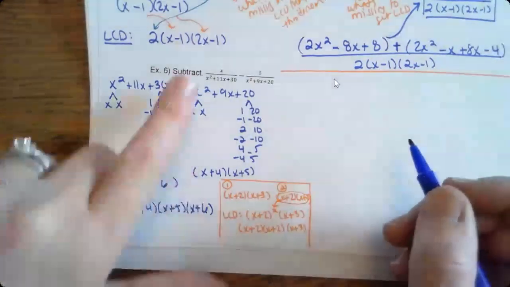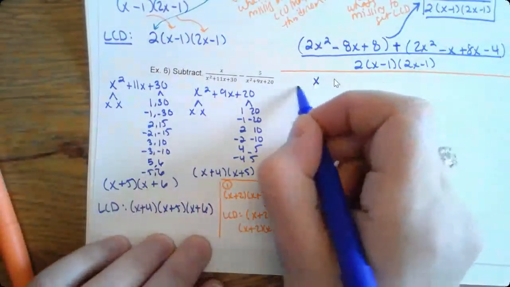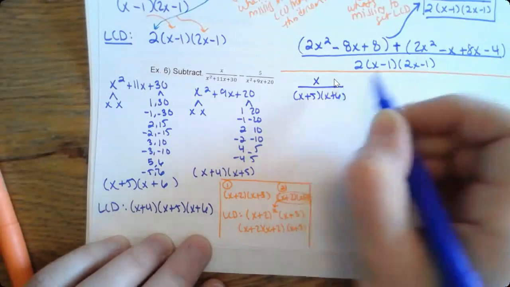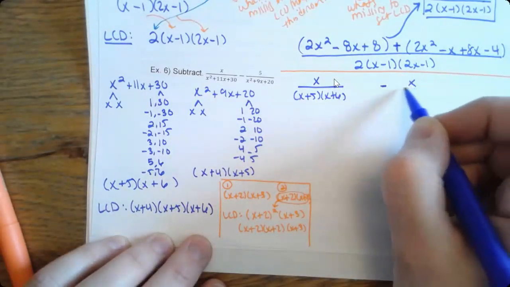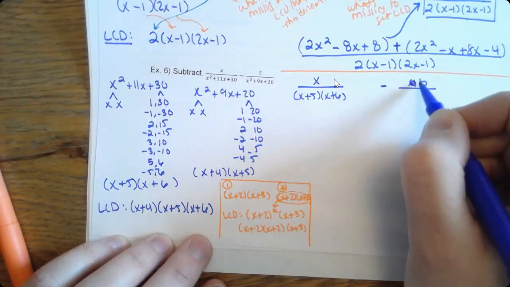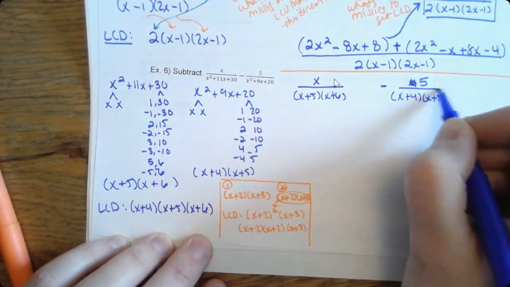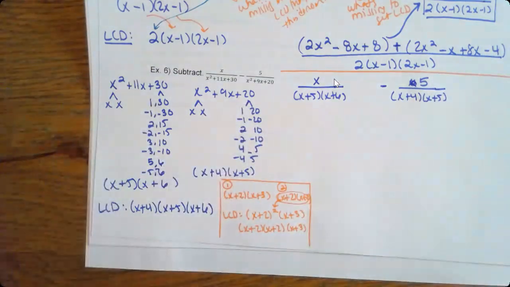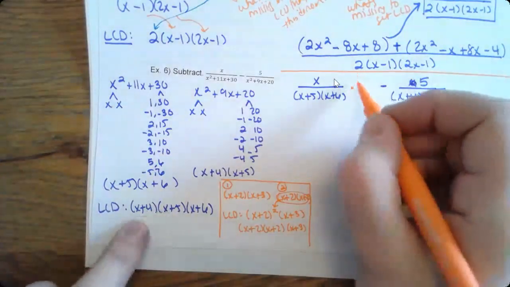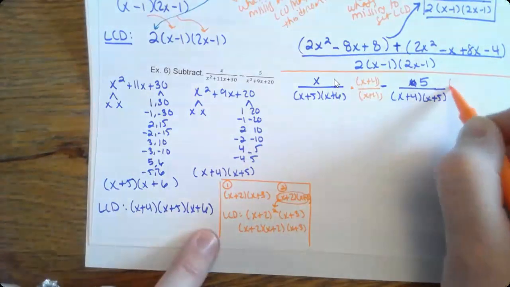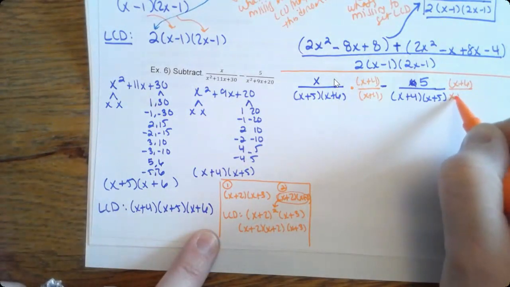All right, so let's keep going. So my first part, I have x over (x plus 5)(x plus 6). And then, oops, sorry, this is a 5 over (x plus 4)(x plus 5). And then don't forget, you're going to multiply by what's missing. So here the x plus 4 is missing. Here the x plus 6 is missing.